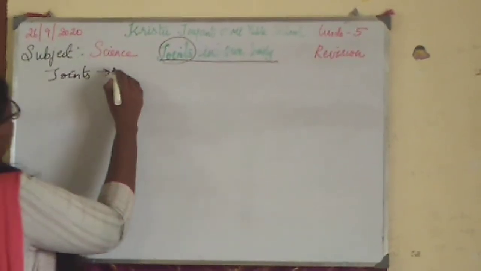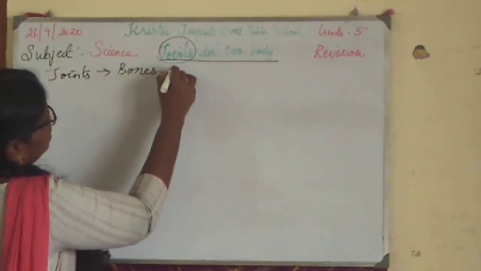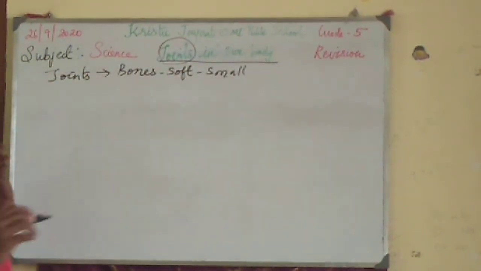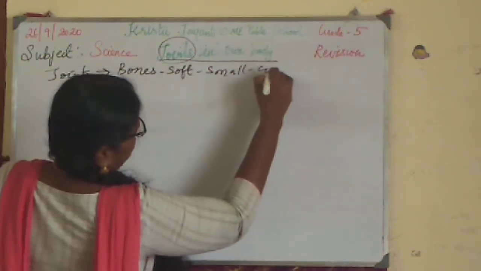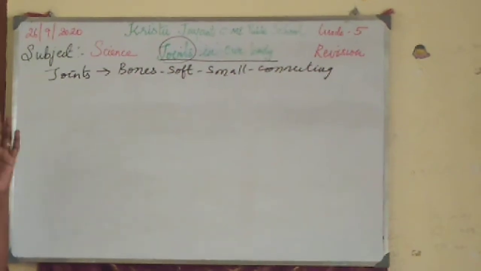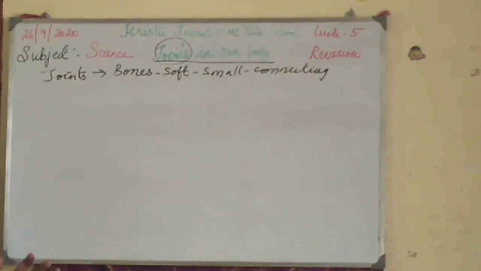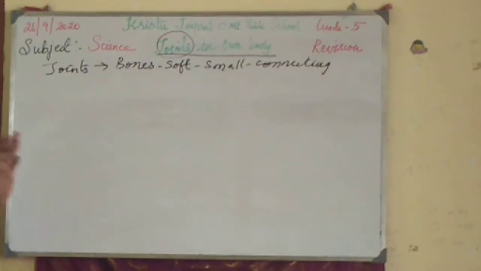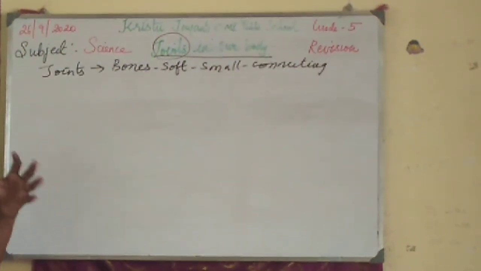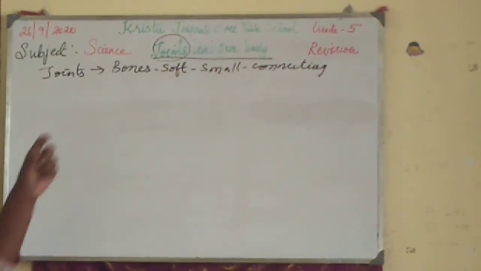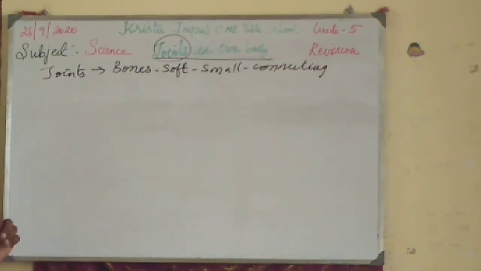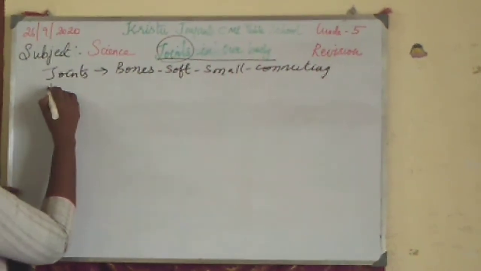Joints are the bone structures, soft, which are small and connecting various bones. Connecting structures. Okay. So the entire skeletal system is working only based on the joints. Different long, short bones are joined together through a small structure called joints. So now we will see what are the different types of joints.